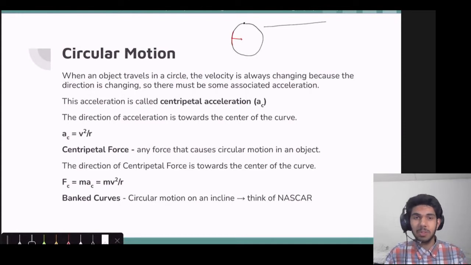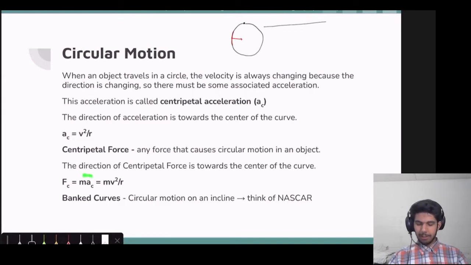So we'll see examples where the normal force is the centripetal force because it's causing the circular motion, or maybe tension is the centripetal force. We won't worry about that too much right now. We'll see more examples in just a bit. And again, the direction of that force, because force is a vector, is also towards the center of the curve.